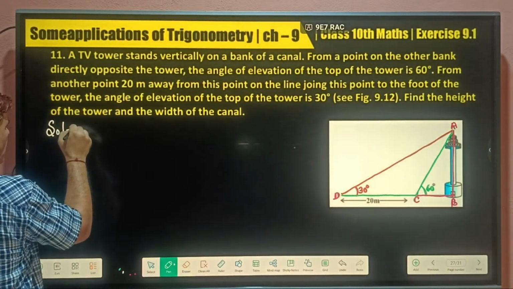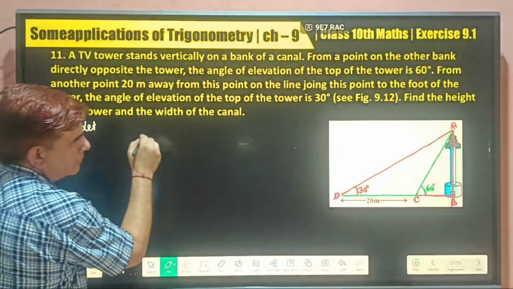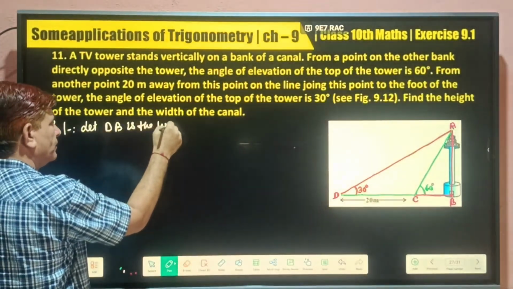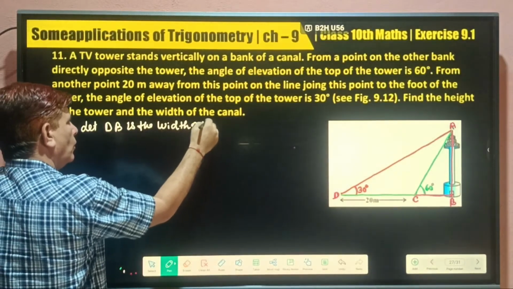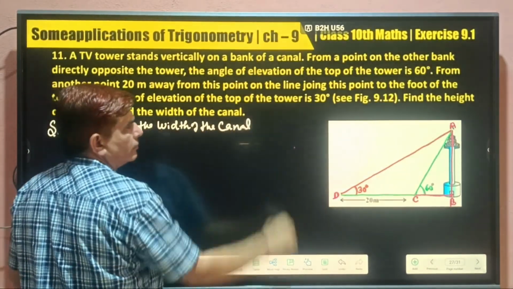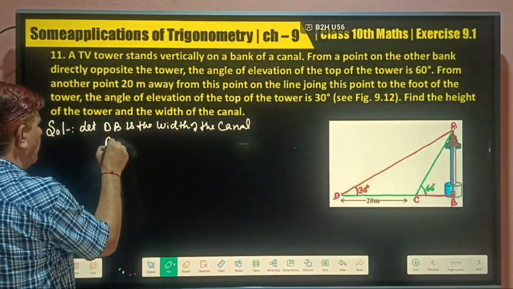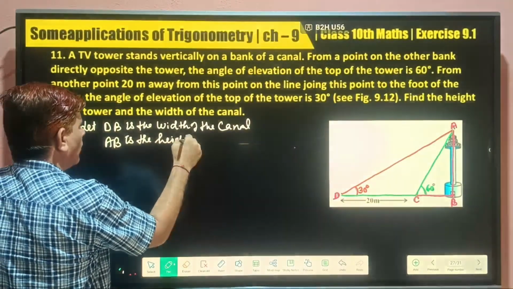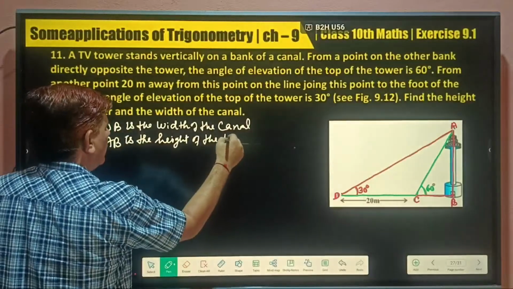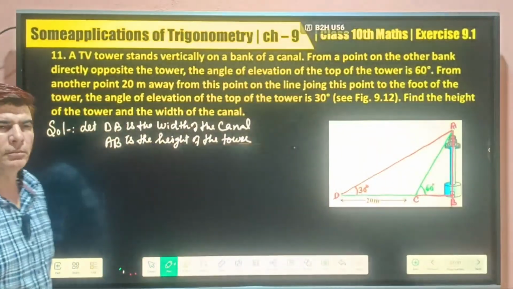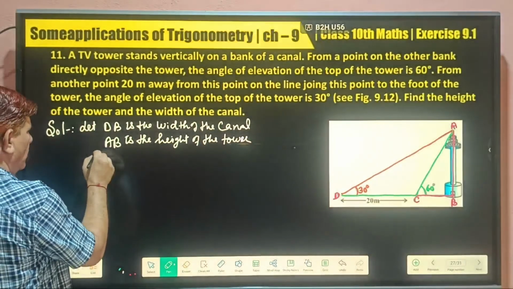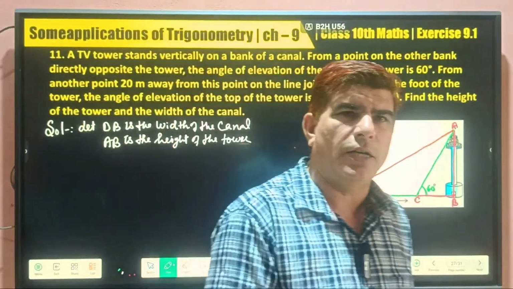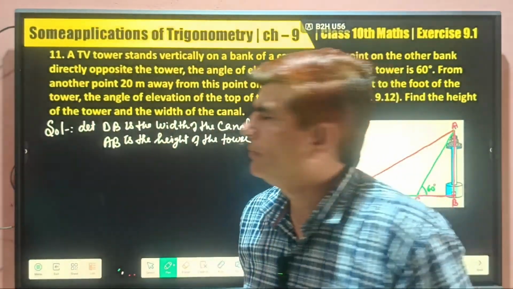Solution. Let DB is the width of the canal. AB is the height of the tower. Same process. Mainly in exam, the probability of using angle is either 30 degree or 60 degree, sometimes 45 also.